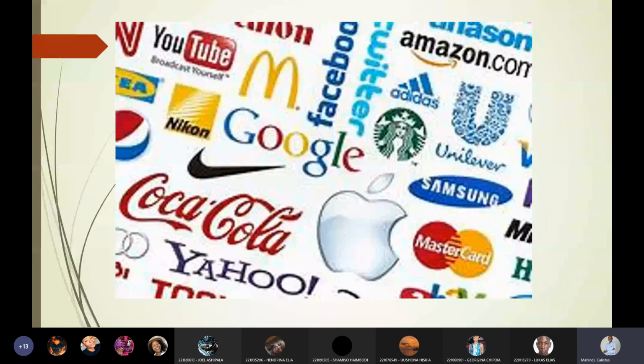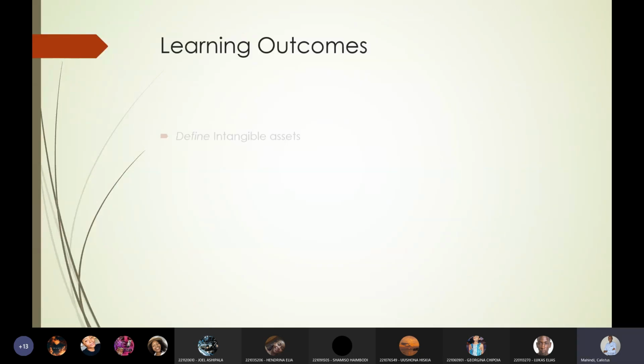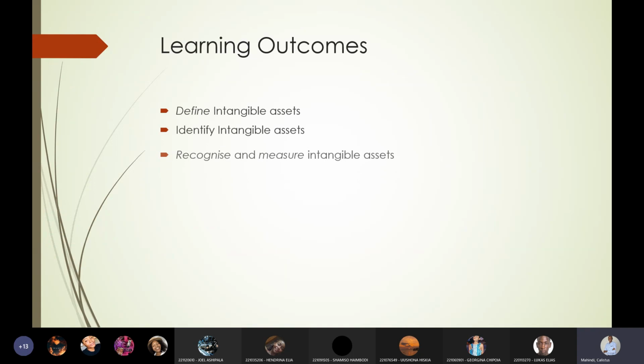So what are all of this? What are these logos? What are they called in accounting? These are types of intangible assets, and this is what we are going to be looking at today. So the learning outcomes for this lesson: you should be able to define an intangible asset, identify intangible assets, and lastly, recognize and measure intangible assets.